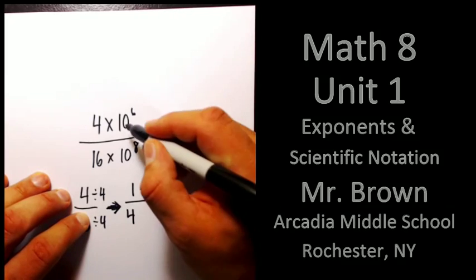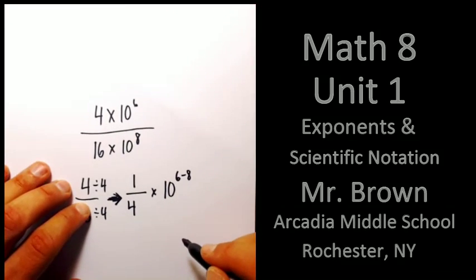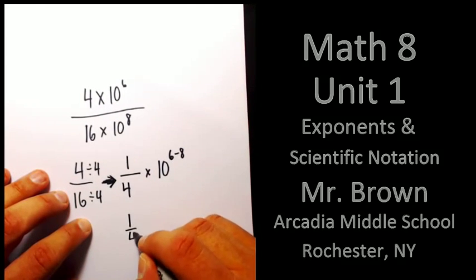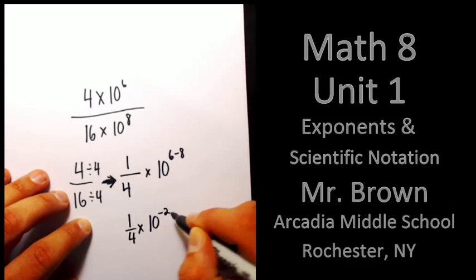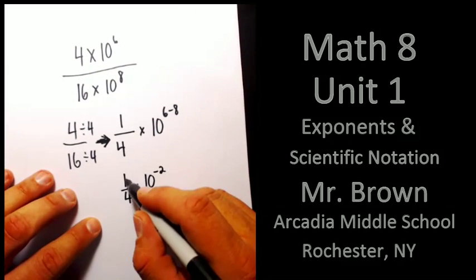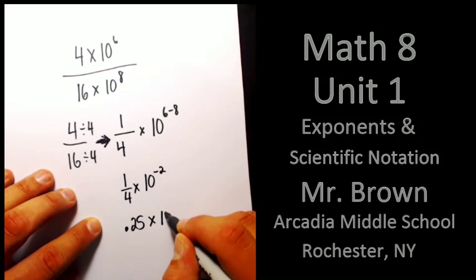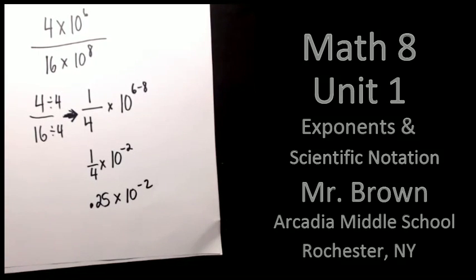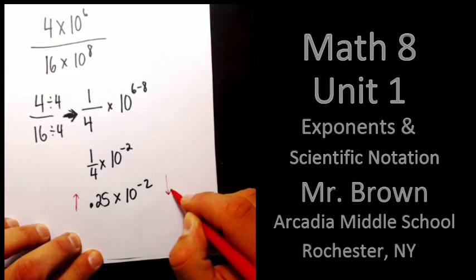So when you divide like bases, you subtract the powers. So you're going to get 1/4 times 10 to the negative 2nd power. 1/4 is actually 0.25 times 10 to the negative 2nd power. Okay, that's not correct scientific notation, so we'd have to bump this up and then bump this down.